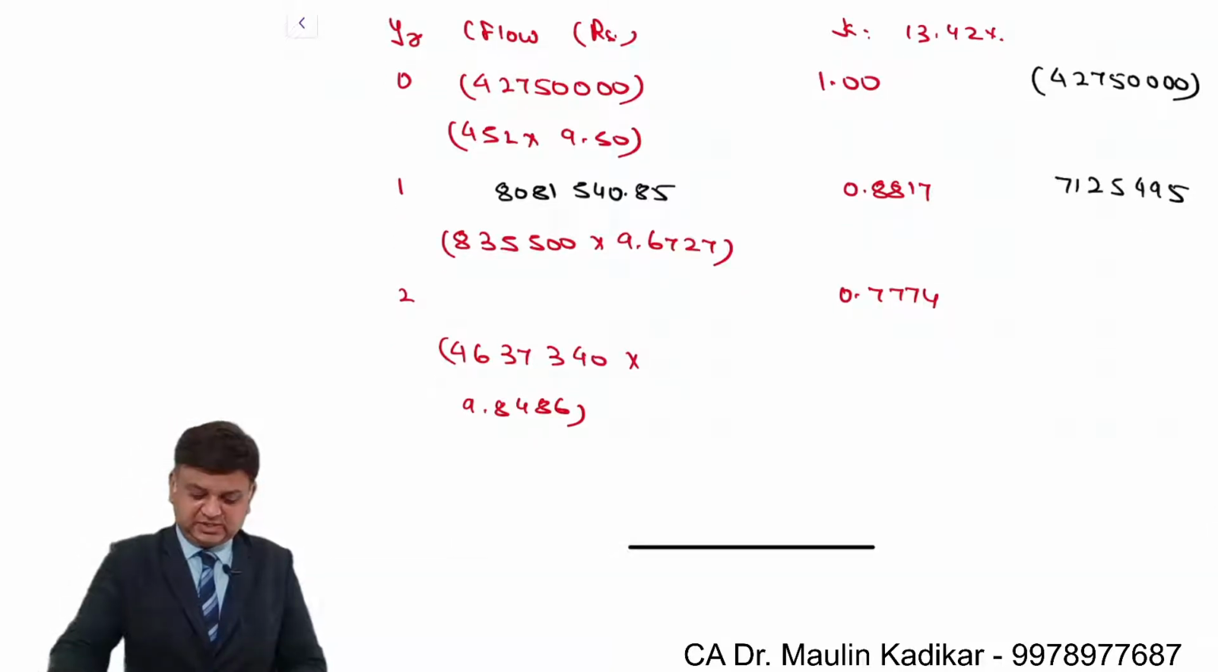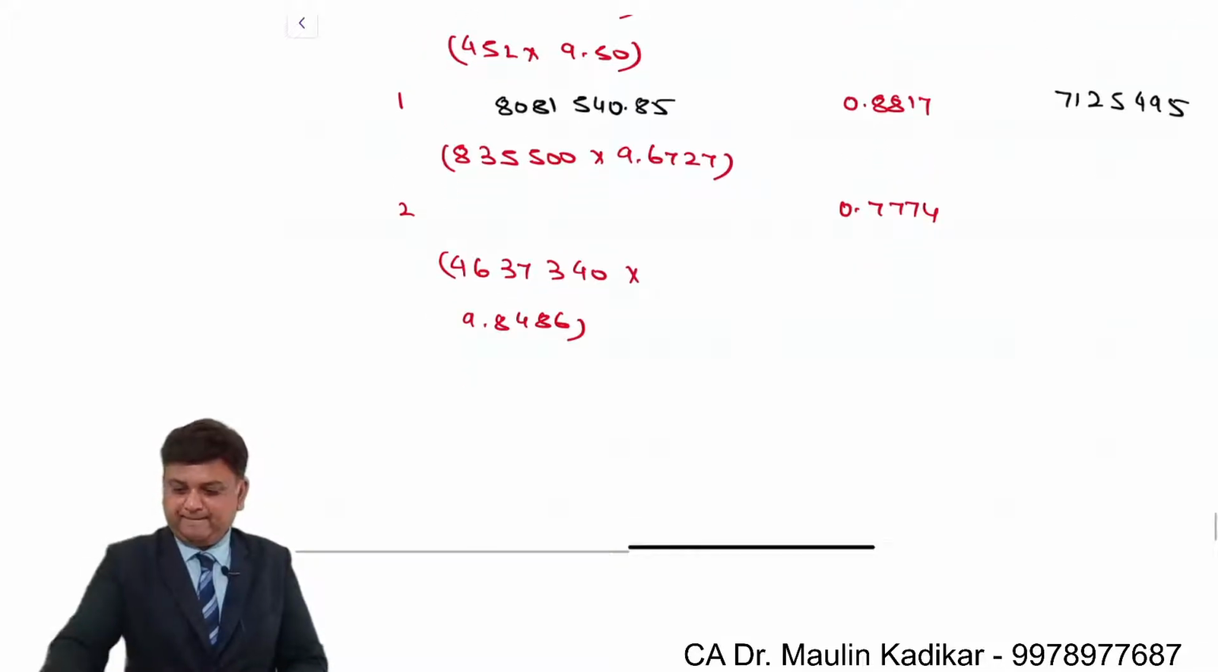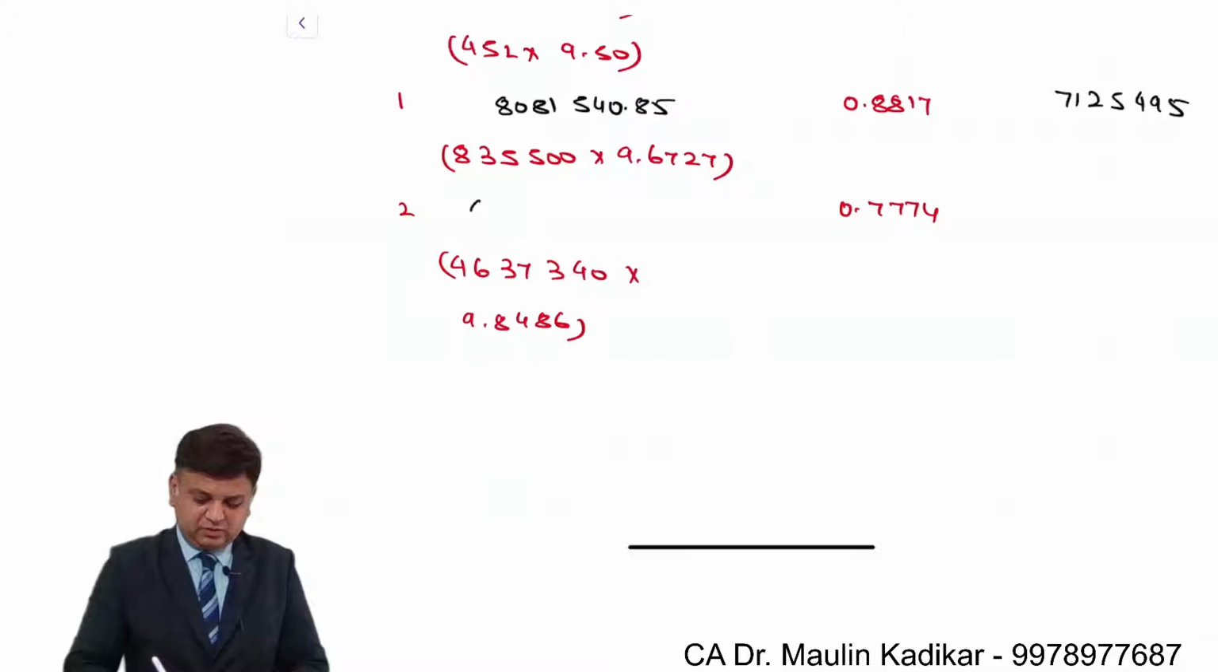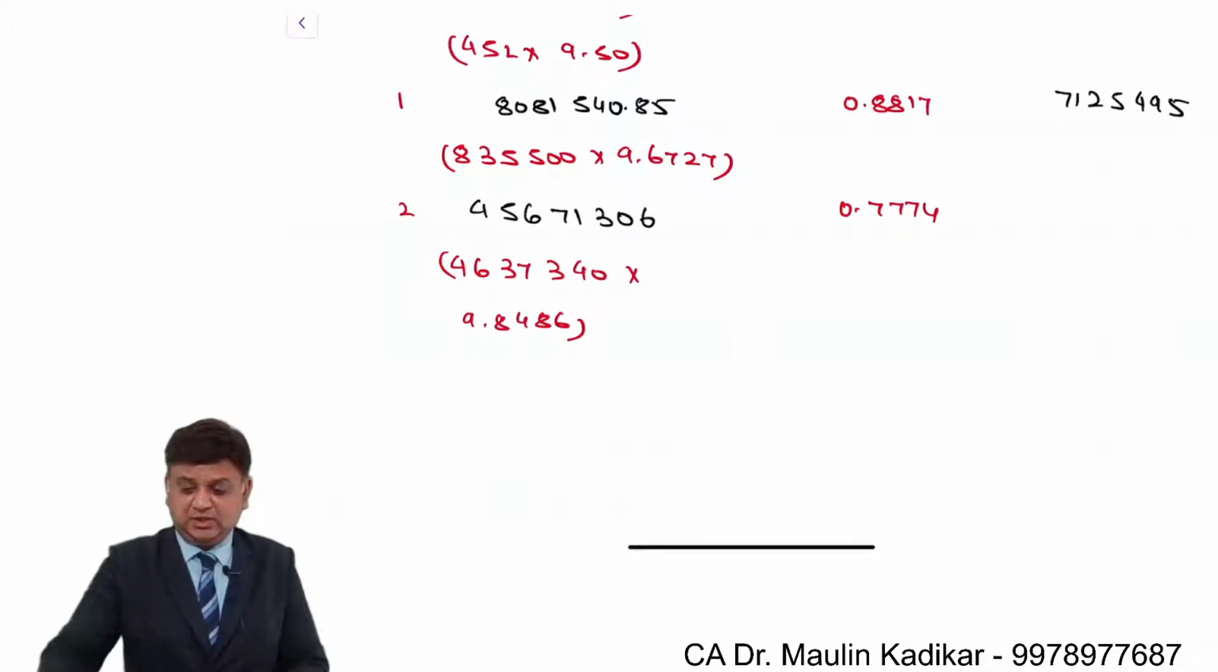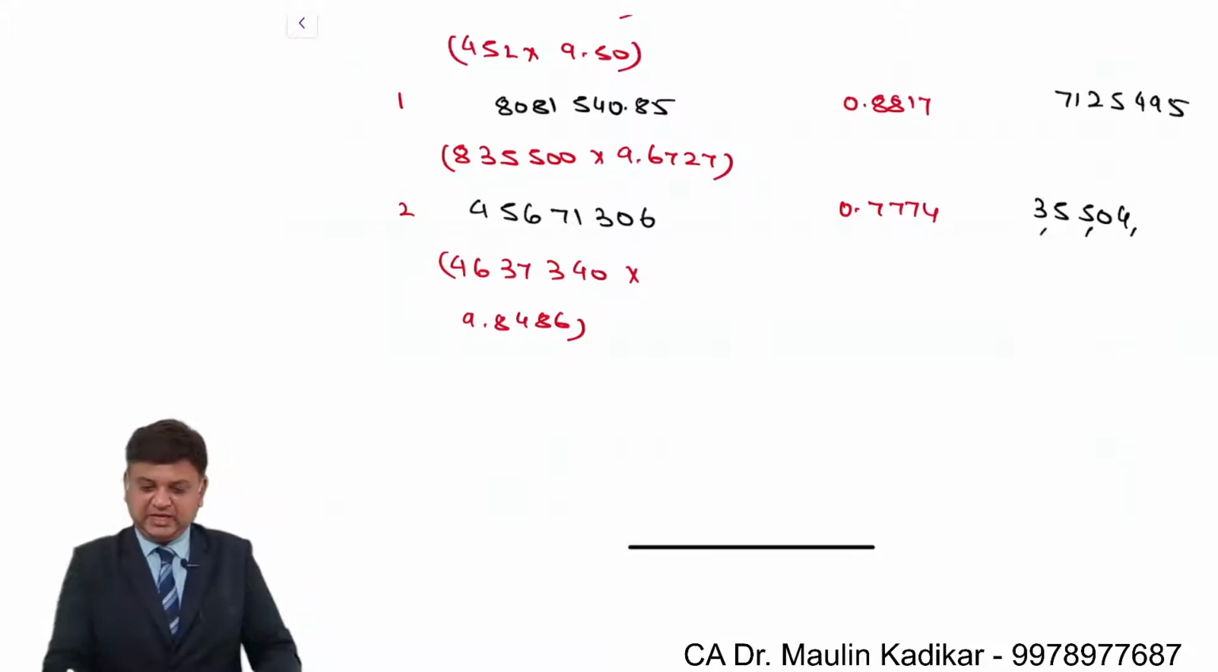Second year it is 46 lakh 37,340 into 9.8486. That comes to 4 crore 56 lakhs 71,306 into 0.7774. That comes to, sorry, 3 crore 55 lakhs 4,874.